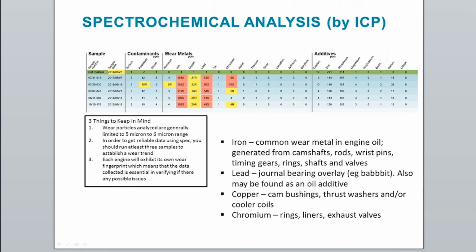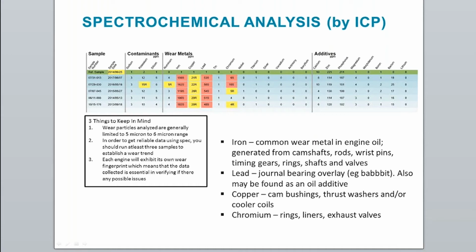In this report, you can see that iron, copper, lead, and chromium are high. Let's take a look at these individually and as a collective. Iron wear is generated from most engine parts, including the crankshaft and cylinder liners. Iron wear can also generate from the camshafts, rods, wrist pins, timing gears, rings, shafts, and valves. Lead found in the engine oil may originate from the journal bearing overlay material, such as Babbitt. In some cases, it may be found as an oil additive or a contaminant from solders.